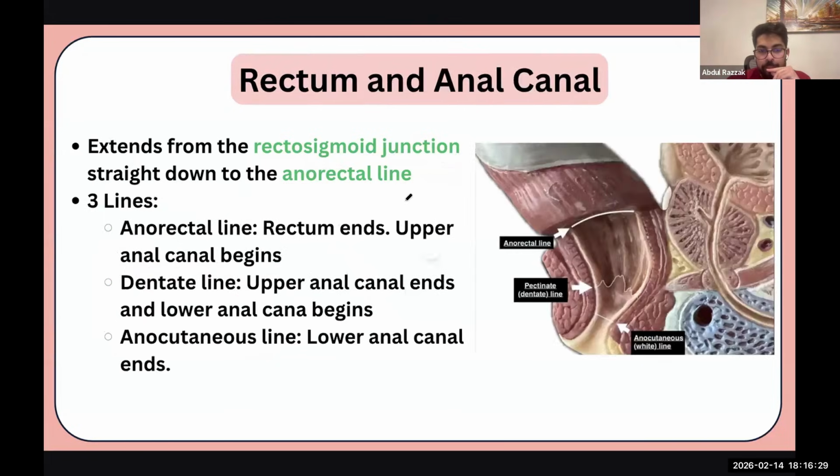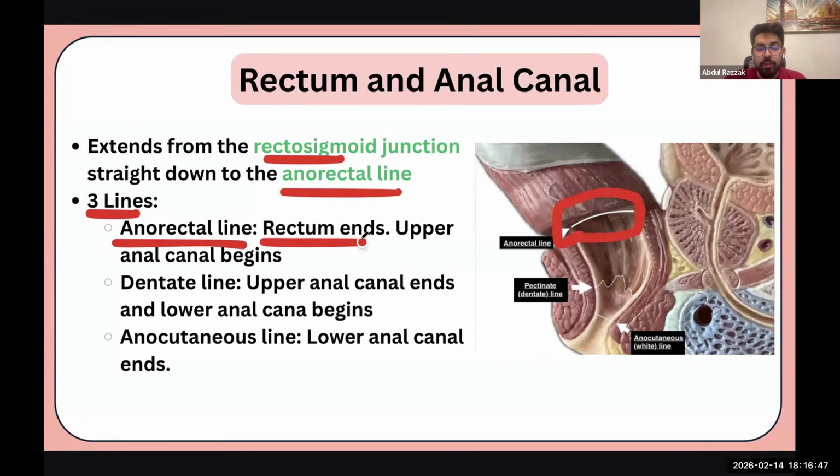Now, when studying the rectum, there are 3 important horizontal lines that you need to be familiar with. And each one of those lines is a marking for a change in anatomy. So the anorectal line is the uppermost one of those 3 lines. This is where the rectum ends and where the upper anal canal is going to begin. As the name indicates, it's between the anal canal and the rectum. So this is where the rectum is going to end and the anal canal is going to start.